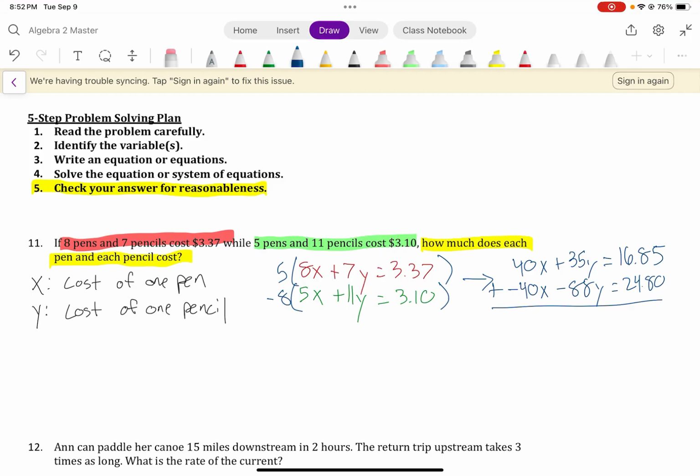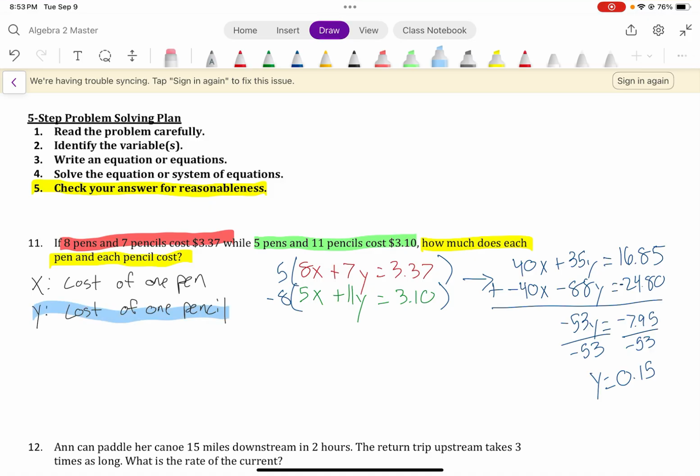I don't want to multiply by 11s if I don't have to. So when I add this stuff up, I'm going to get 35 minus 88 for my coefficient of y, which is -53, and then 16.85 minus, there should be a minus there. I didn't write that, sorry. Minus 24.8 is -7.95. Divide both of these by -53. And I'm going to get that y is 15 cents. Okay. That's going to be the cost of my one pencil.